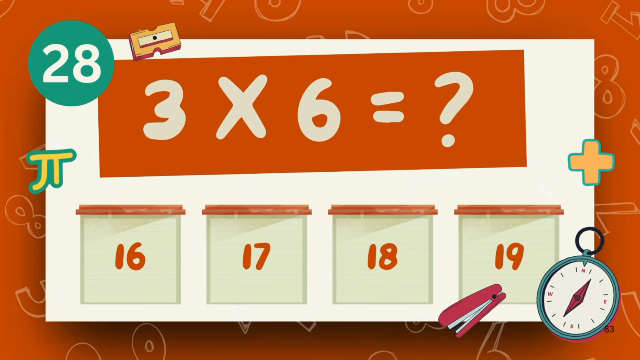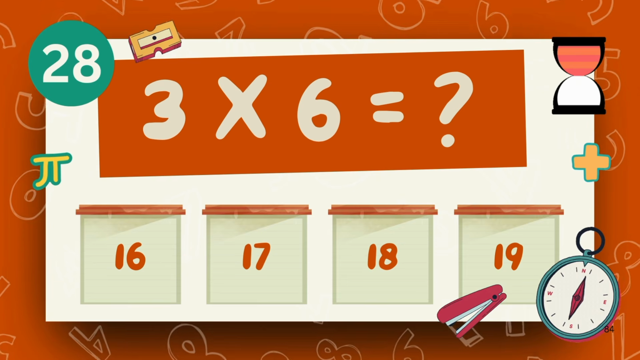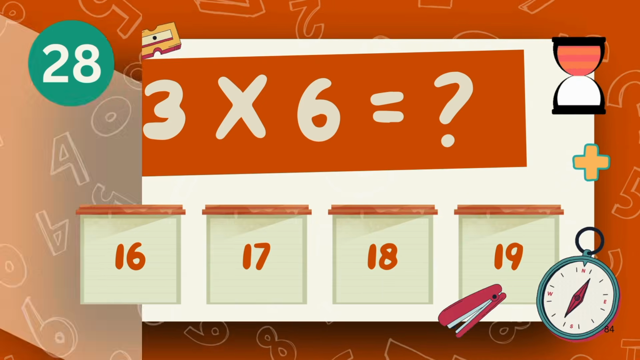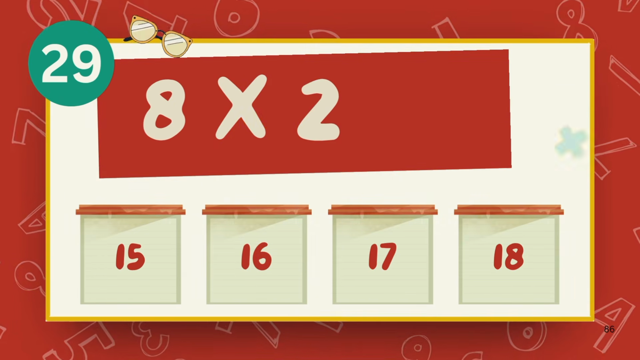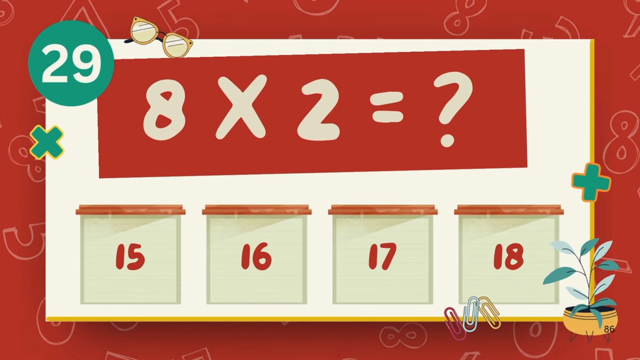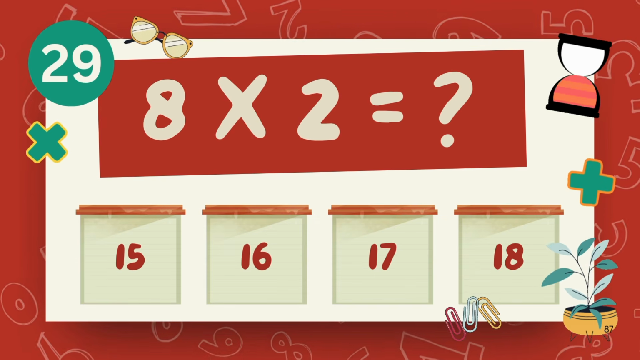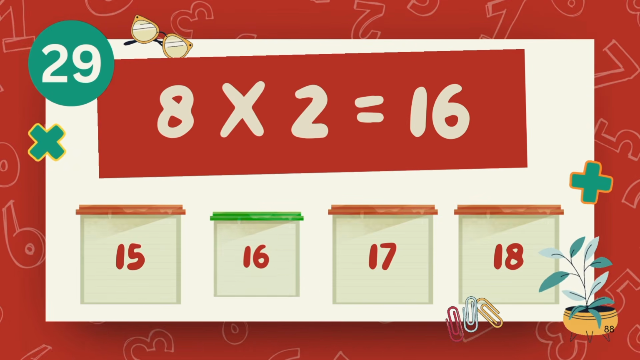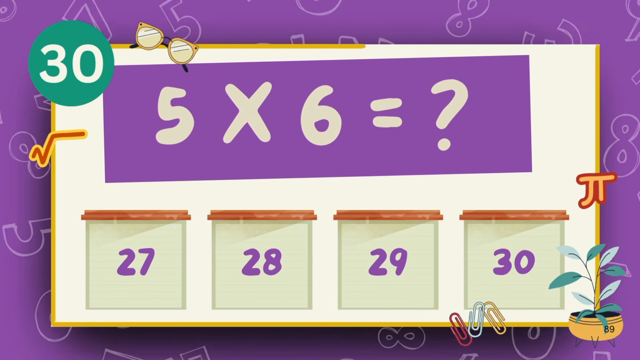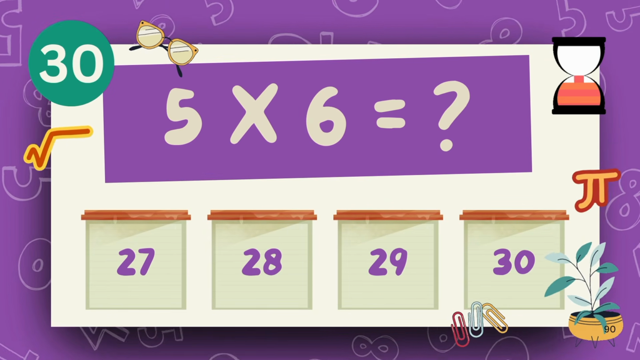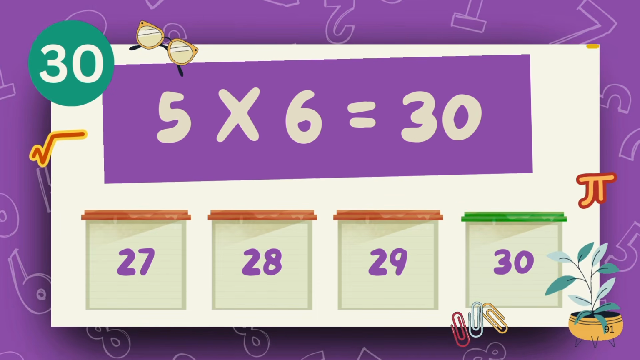What is 3 multiply 6? The answer is 18. What is 8 multiply 2? The answer is 16. What is 5 multiply 6? The answer is 30.